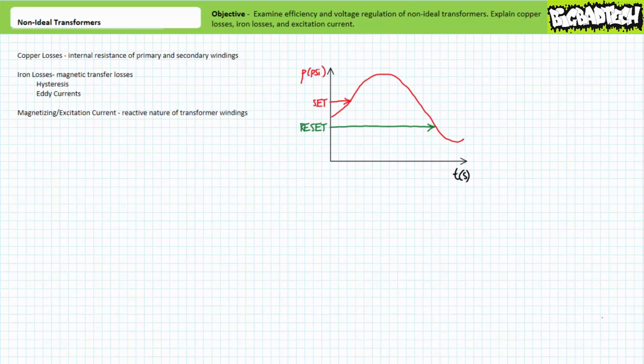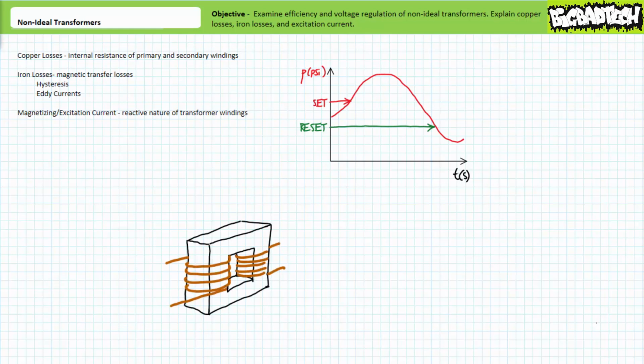Eddy currents are also considered iron losses, but of another form. Given the iron core is composed of a conductive material and is entirely inside a changing magnetic field, might there not be an induced potential and result in current flow within the iron core itself?